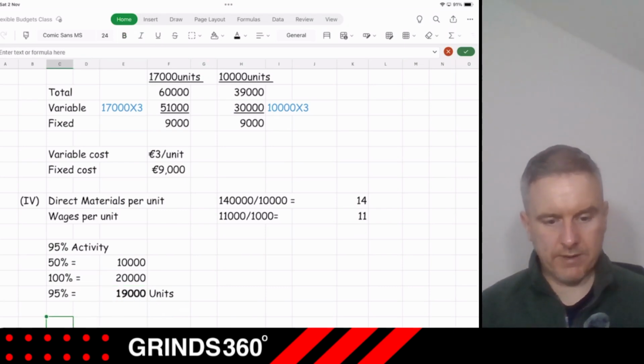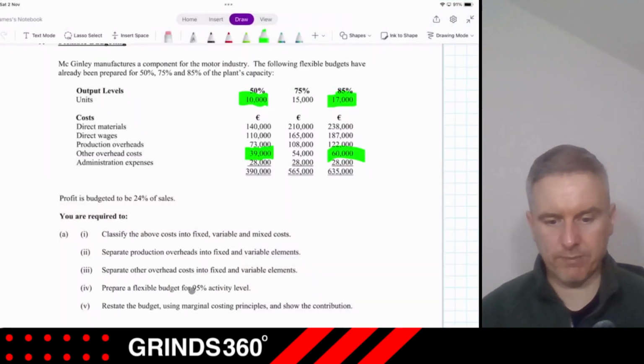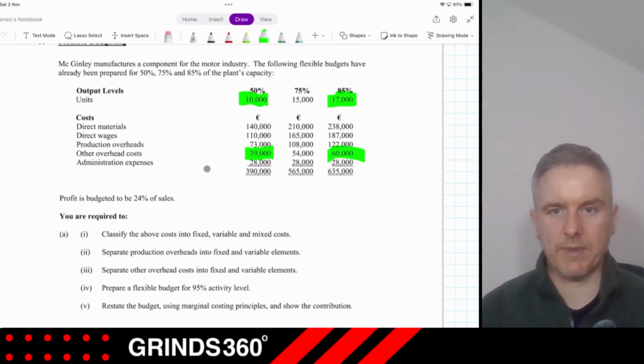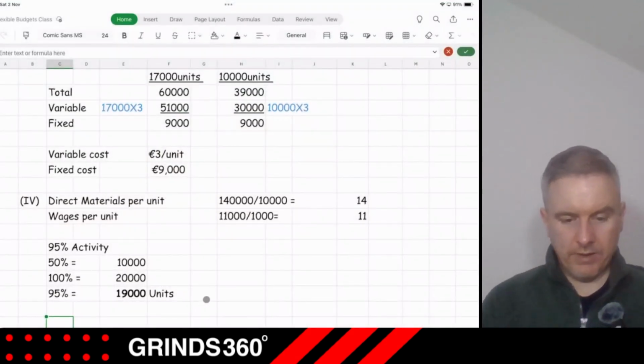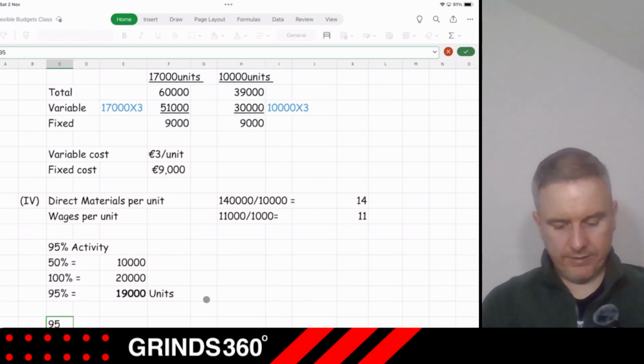So 95% activity. So basically all we're going to do on this part, right, is they're asking us to prepare a flexible budget for 95% activity. So we're going to do this, but at 95%, all right? So we're going to have our direct materials, direct wages, production overheads, other overhead costs, and our admin expenses, and we're going to produce that at 95%, so for 19,000 units. Later on then, they're going to ask us to restate using marginal costing principles and show the contribution. And again, we can do that as well. There's no issue with that. So 95% activity, little title on it.